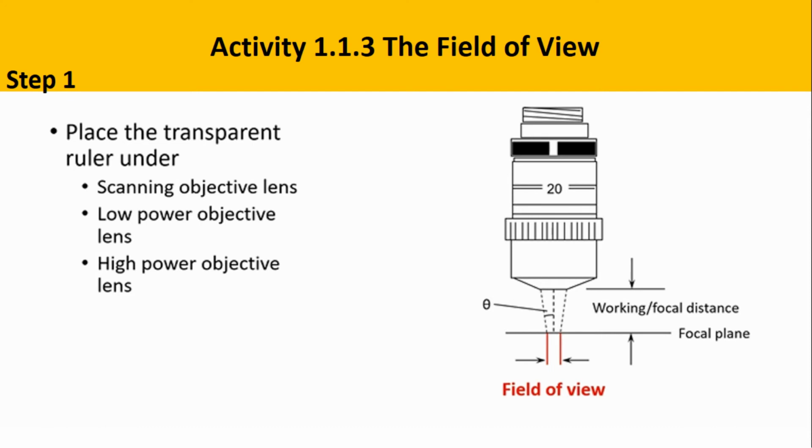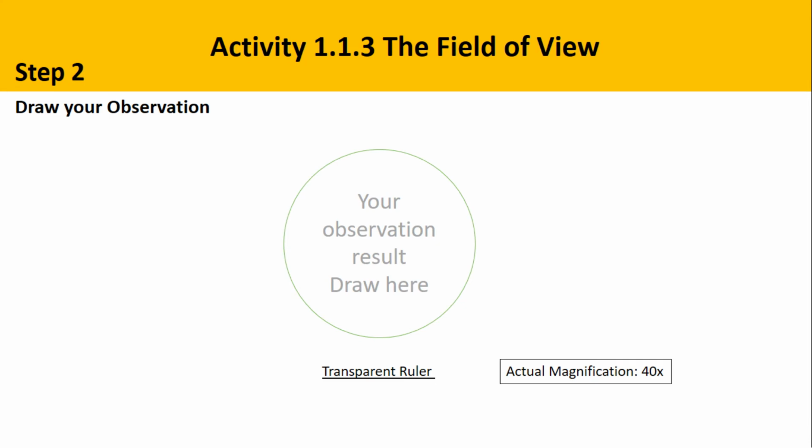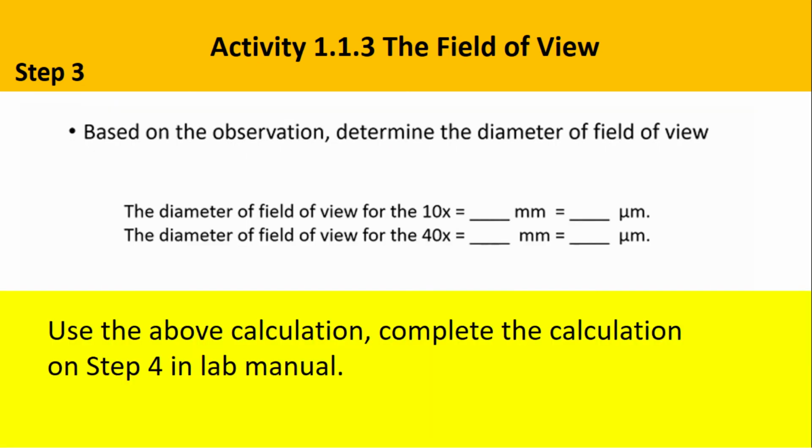Activity 1.1.3, the field of view. Place a transparent ruler under the scanning objective lens, low power objective lens, and under the high power objective lens. Based on the view in the microscope, determine the field of view for each magnification power. So based on the observation, determine the diameter of the field of view.